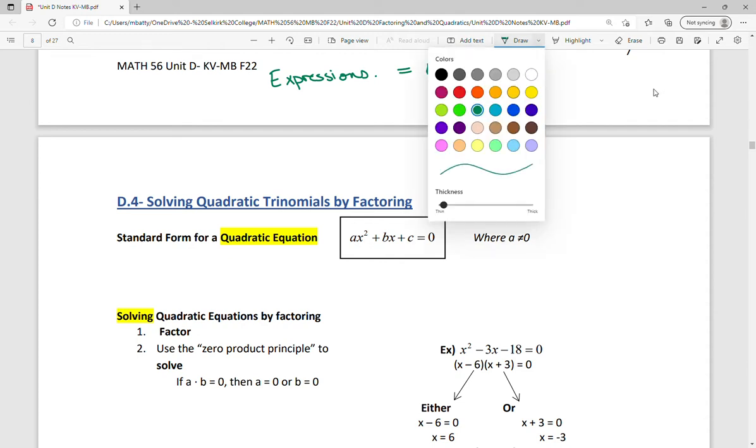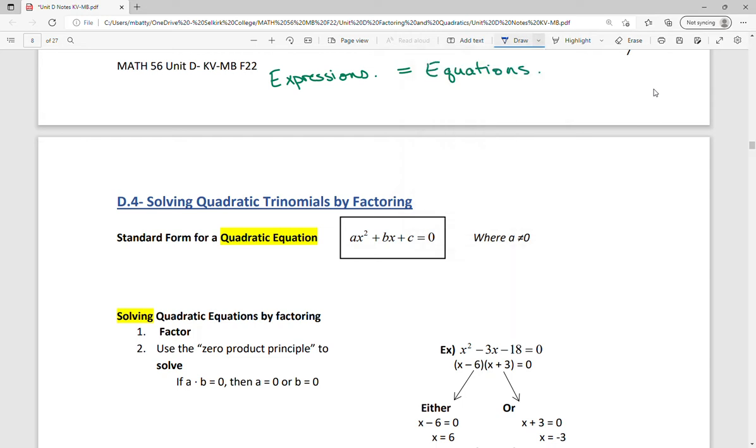Just like I said, as a review, expressions can be simplified. They might be evaluated. They could be factored, which is a key thing that we've been doing so far, but they cannot be solved. Equations can actually be solved. So they can tell you what x equals, right? And we need to have an equal sign so we can actually solve these things.